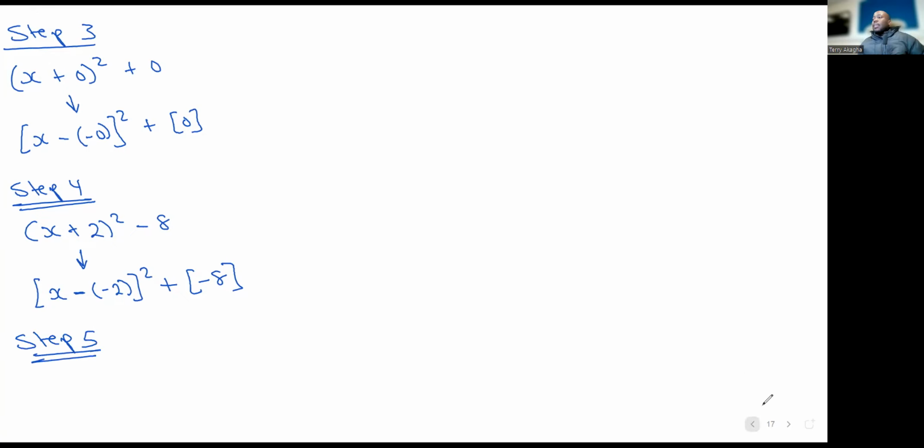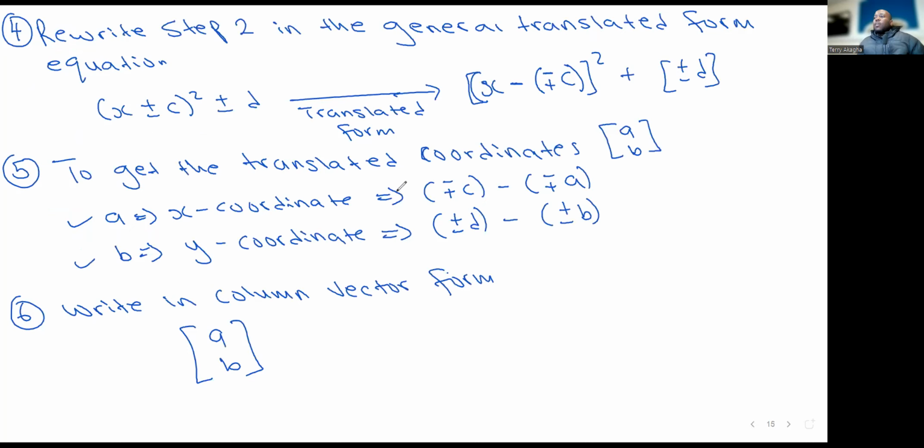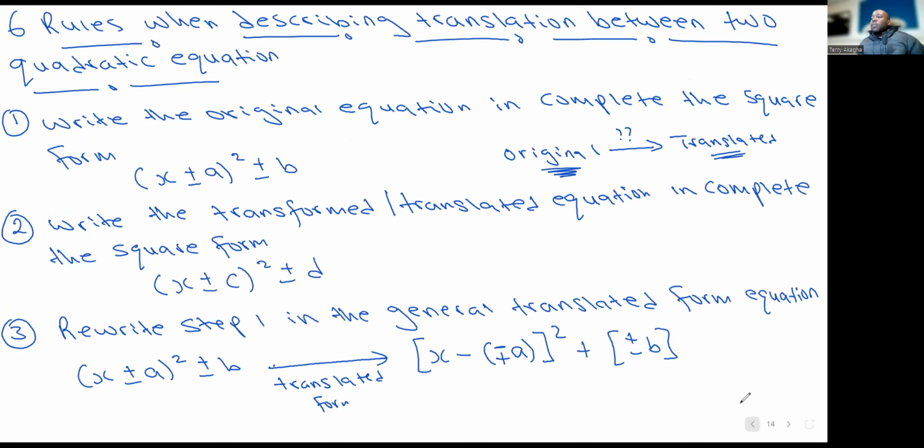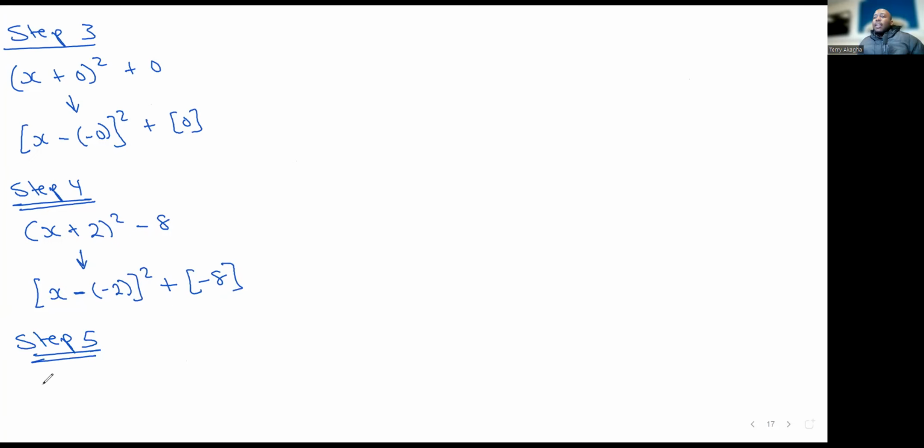Step 5, to get the A, okay? To get the coordinates now, to get the A, the answer you have in the bracket minus the answer you have, so that means C minus A, okay? So let's go. To get the A now, the A is going to give us the answer we have in this bracket here, which is minus 2, minus the answer we have in this bracket here, which is minus 0, and that will give us minus 2 plus 0, and that will give us minus 2.